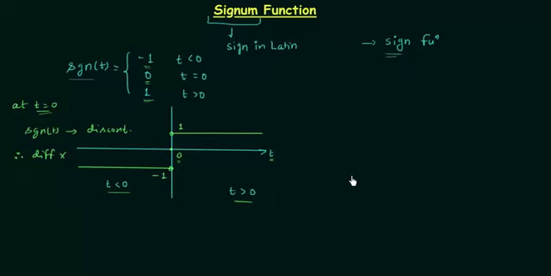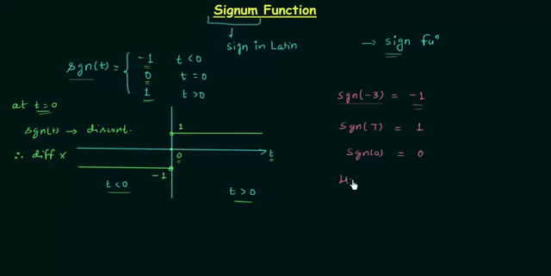Now we will see a few examples based on the signum function. In the first example, we have signum of -3, and it is equal to -1 because the signum function tells the sign of the number. The sign is negative, so signum of -3 is simply equal to -1. If we have signum of 7, then it is equal to 1. If we have signum of 0, it is equal to 0.